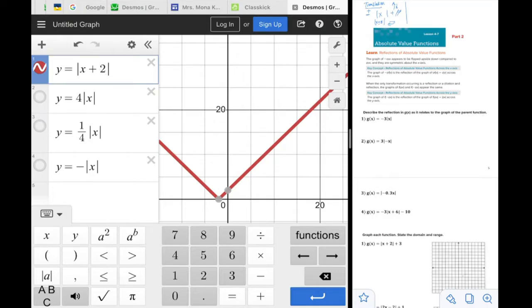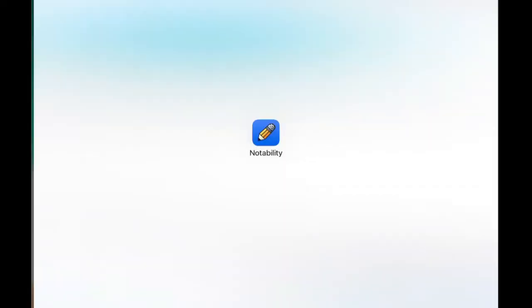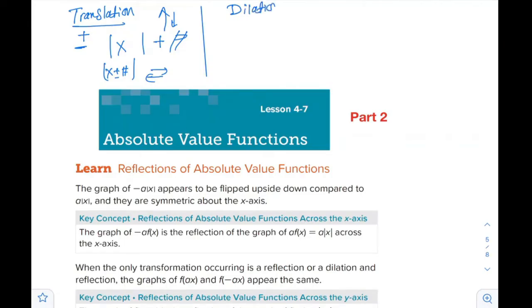We also studied what we call the dilation. The dilation results from multiplication. Dilation, اللي هو التكبير والتصغير, stretching or compression, and it results from multiplying the absolute value by a number. It can be inside or outside. If it is outside, then it affects vertically, compression or stretching, or inside, horizontally.